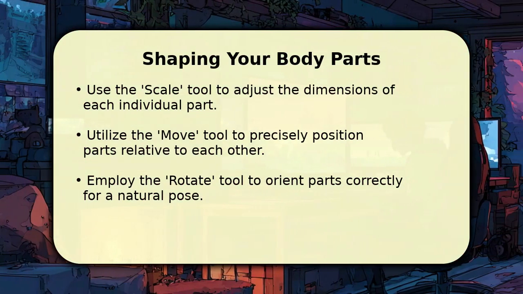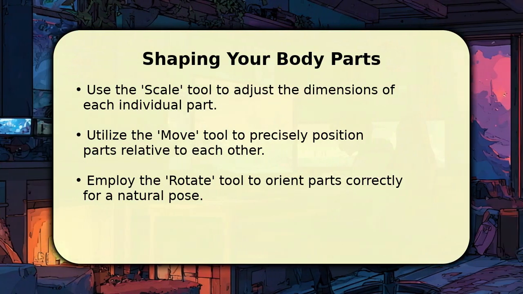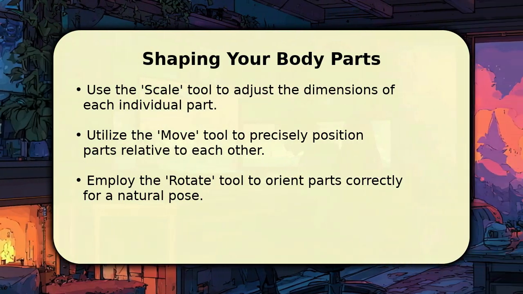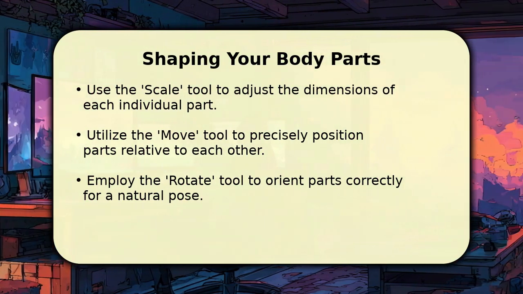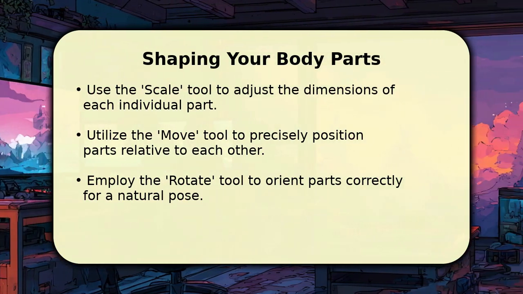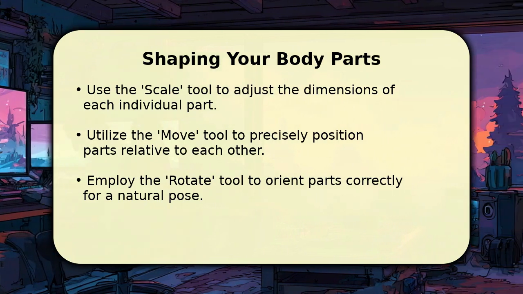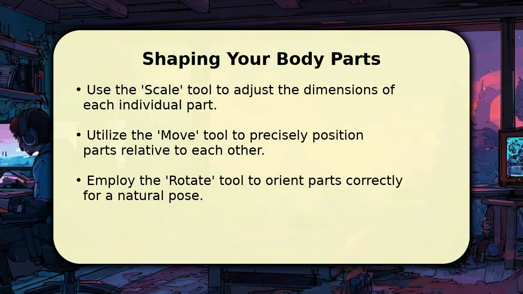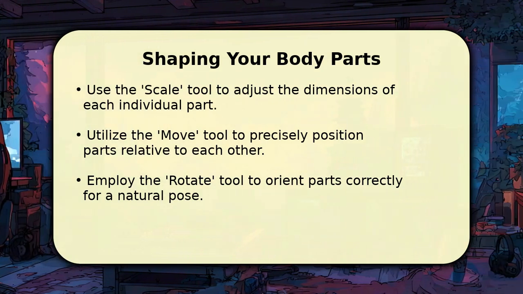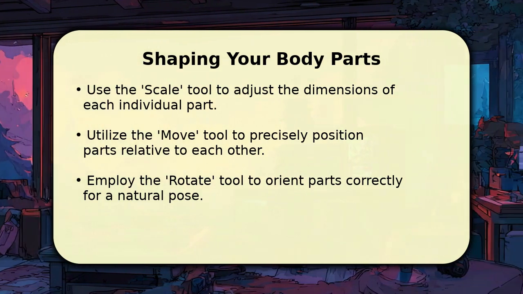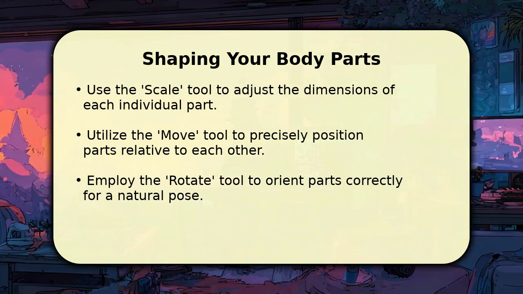Next, we will focus on refining the size and placement of your body parts. Select a part, then use the scale tool to lengthen or widen it, giving it your desired proportions. Carefully move each piece into its correct position using the Move tool, ensuring they align naturally. Finally, adjust their orientation with the Rotate tool for a more dynamic and realistic pose.